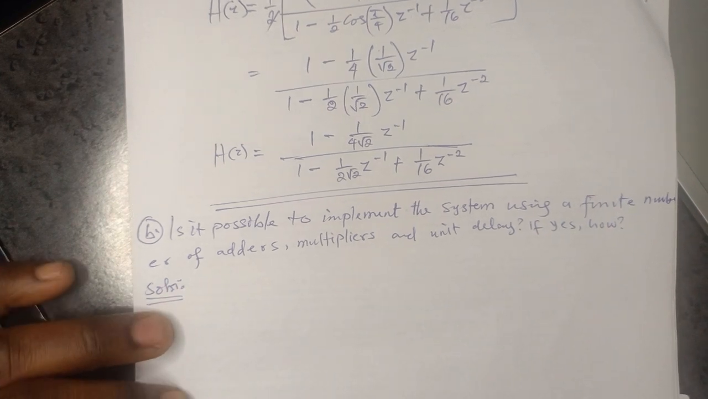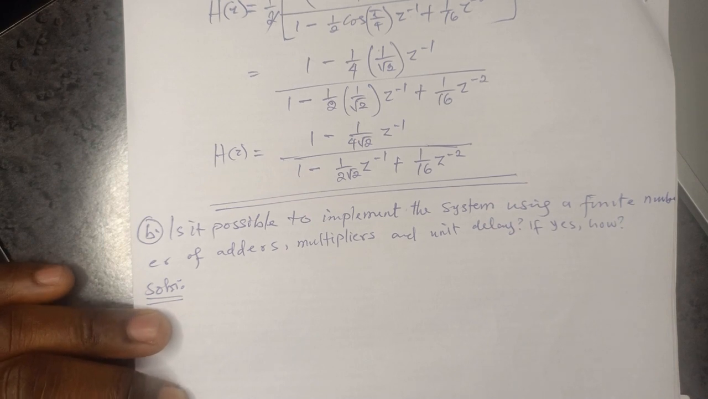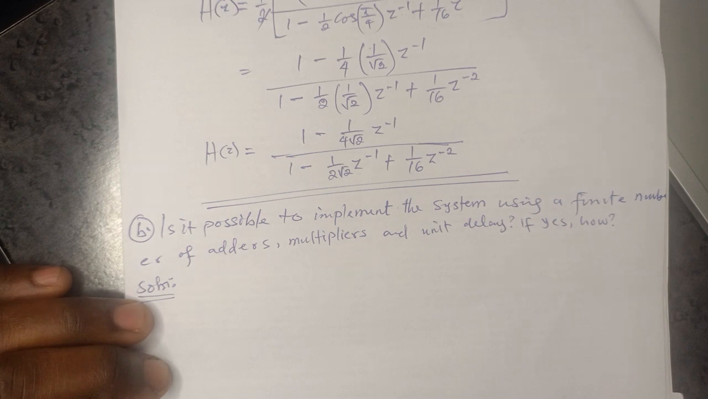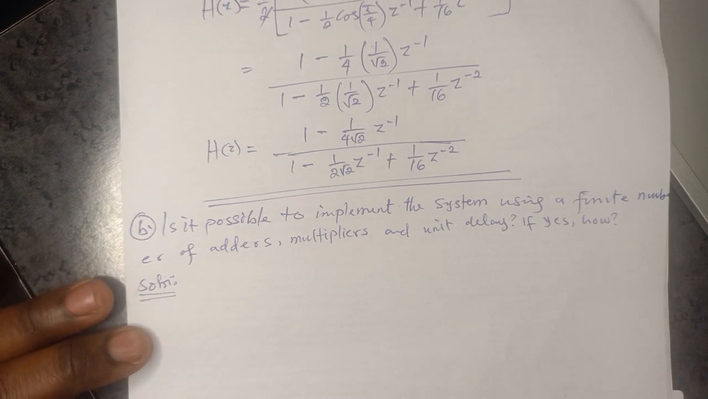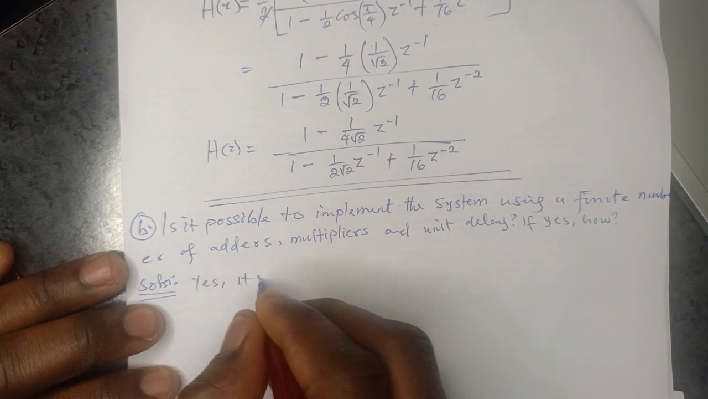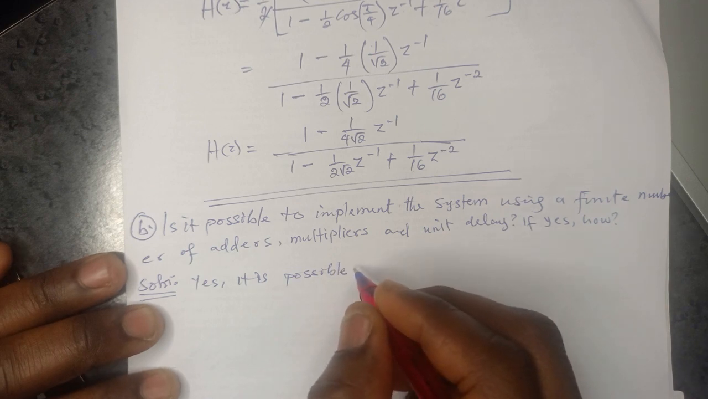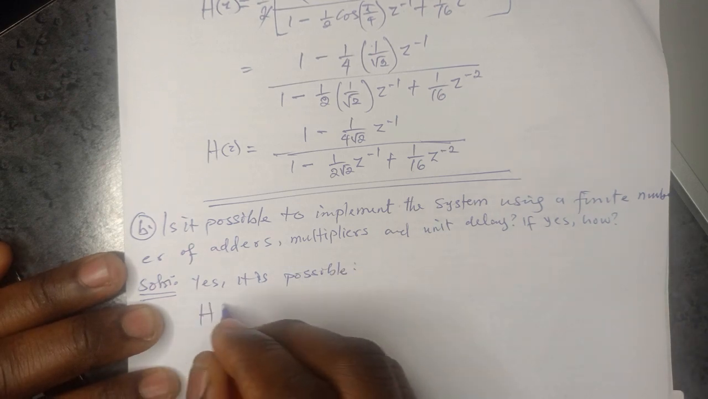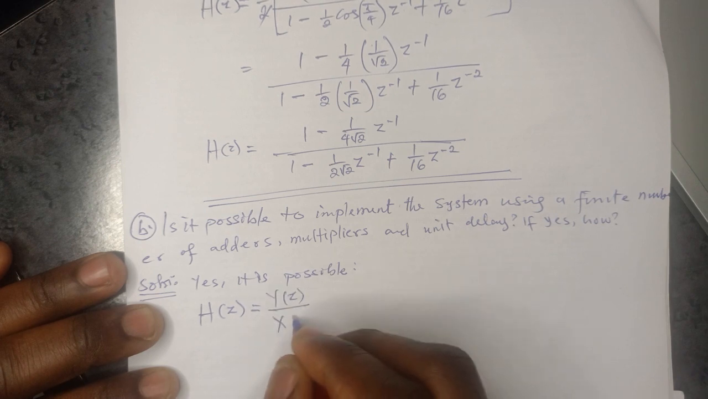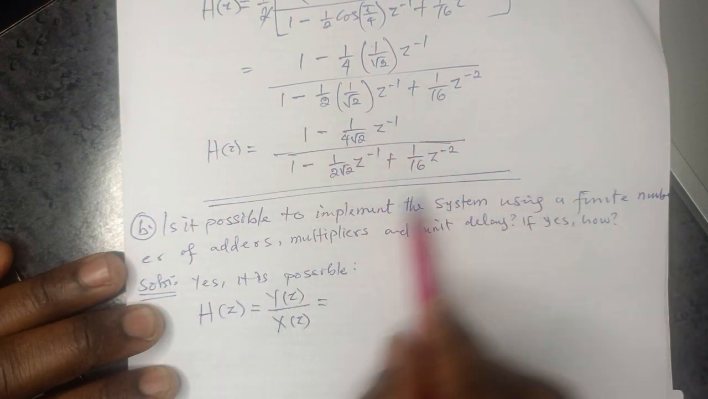Okay, so this B part of the question says, is it possible to implement the system using a finite number of adders, multipliers, and delay units? If yes, how? So the solution is that yes, it is possible. And how do we go about that? First of all, we need to write down the H of z, and that H of z, of course, is Y of z all over X of z, which is this expression that we obtained earlier.